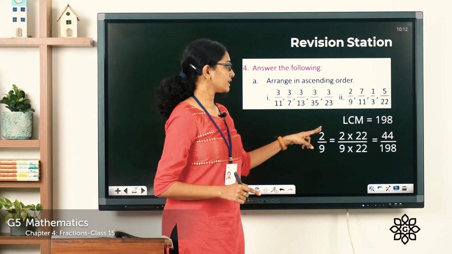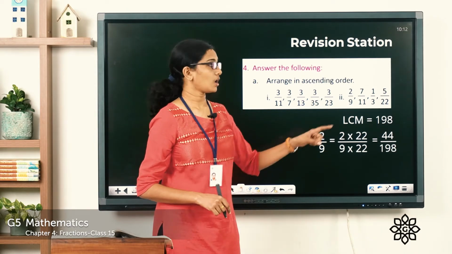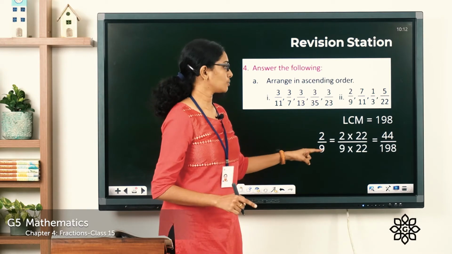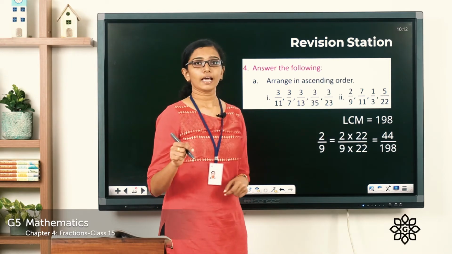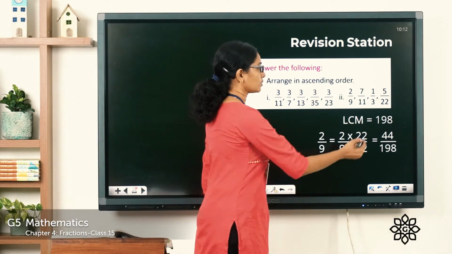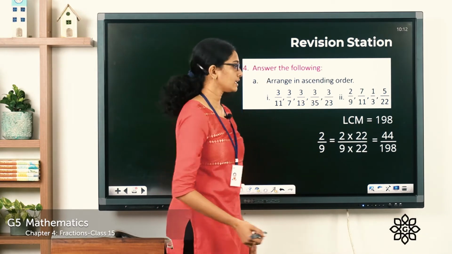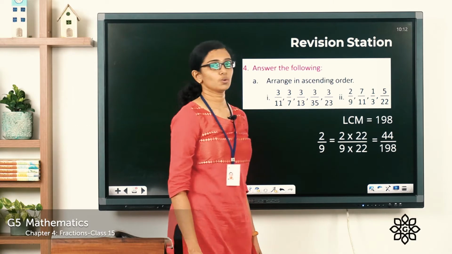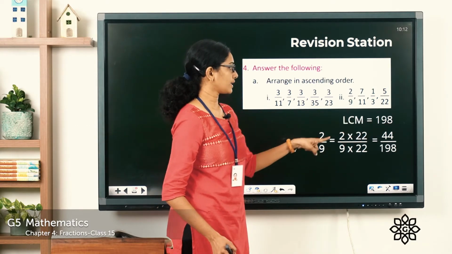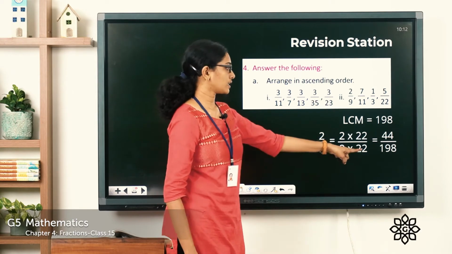Now let's change the denominators of all these fractions in terms of its LCM. We have to multiply the numerator and the denominator of the given fractions with a suitable number so that the denominator will be equal to the LCM obtained. Clear? So how would you do that? We have the LCM 198 and the first fraction is 2 by 9. Divide this 198 by 9. How much is it? It is 22.